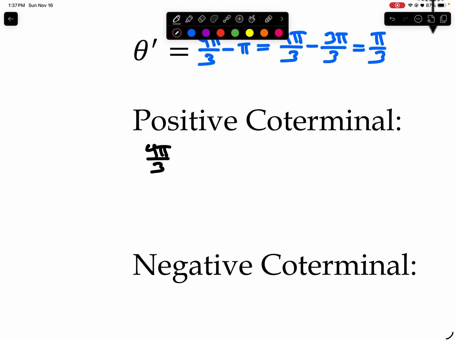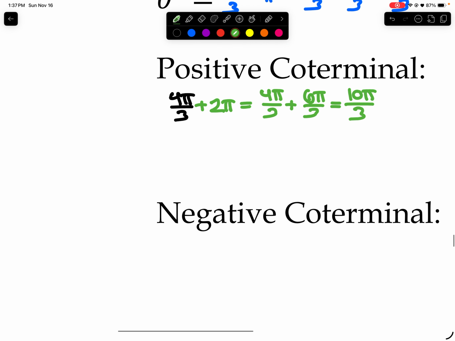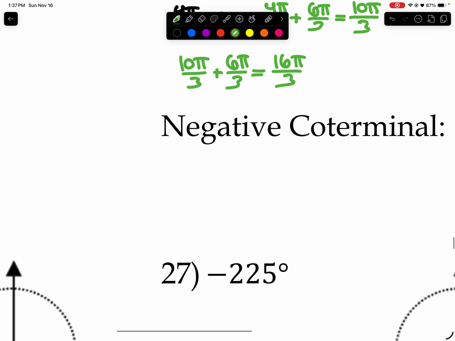So 4 pi over 3, and then I'm going to add 2 pi. So 4 pi over 3 plus 6 pi over 3 when you get a common denominator, which is going to give you 10 pi over 3, which I feel like we already did this one, but that's okay. So 10 pi over 3 plus another 2 pi. I'm going to take a shortcut, which do as I say, not as I do. 16 pi over 3.